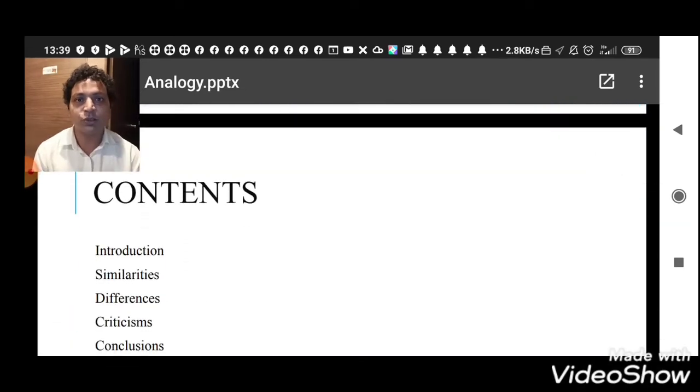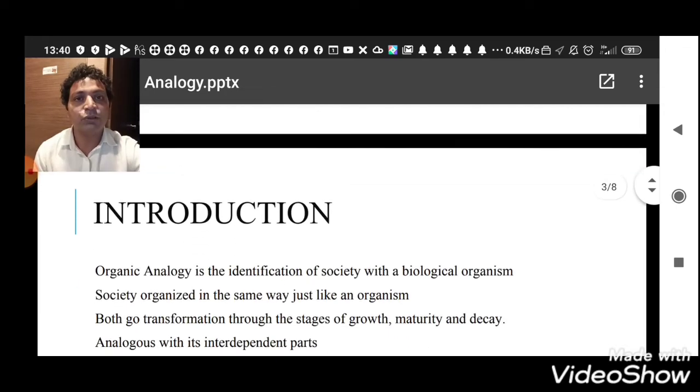I introduce you to this concept, the logic behind using this concept by Spencer. I will talk to you about some important similarities, or you would say analogy, that Spencer talks about in the context of the organic analogy that he makes, an analogy, a comparison between society and an organism, the differences between this and the criticism which Spencer had to face, and then we conclude and I will leave you with some references. So let's have a look at this.